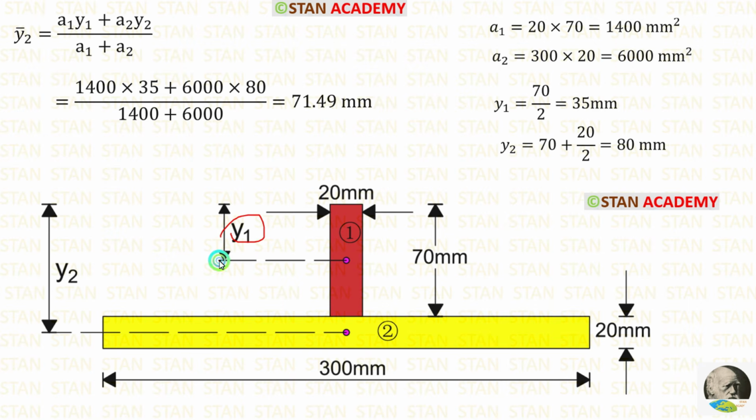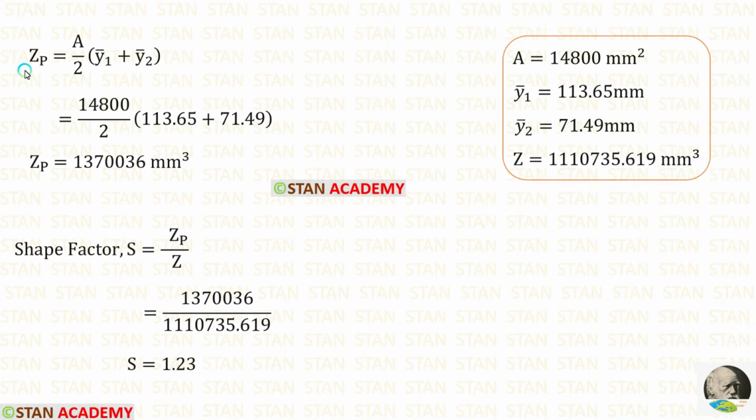Y1 is the distance from the centroid of the web to the equal axis. The centroid lies in the center, so 70 by 2, we will get 35 mm. Y2 is the distance from the centroid of the flange to the equal axis. So Y2 is equal to 20 by 2 plus 70. We are getting 80 mm. In the Y2 bar formula, we can apply the values of A1, A2, Y1 and Y2. Finally, we are getting 71.49 mm.